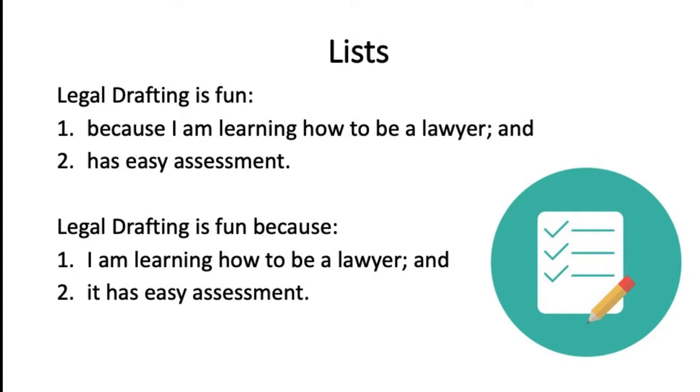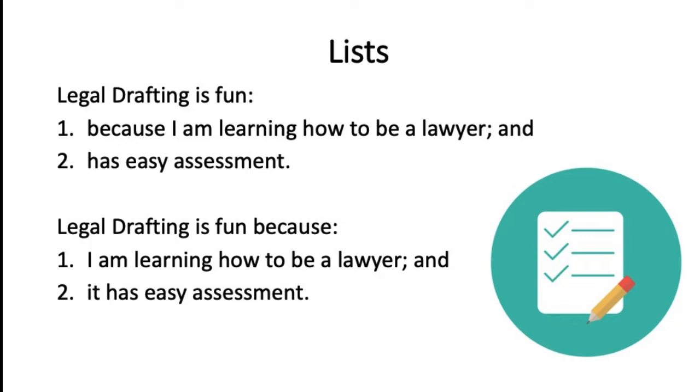Lists can be a really useful tool when trying to draft clear and precise provisions. However, they can also cause ambiguity where they're complex, and they can also feature as examples of bad drafting because the header that introduces the list does not flow into the content in the list. An example is provided on the slide there. So that first example, you can see it says legal drafting is fun, and then item 1 says because I'm learning how to be a lawyer, and then item 2 says has easy assessment. If we removed item 1 from the list entirely, the sentence does not make sense. So legal drafting is fun, has easy assessment just doesn't make sense.